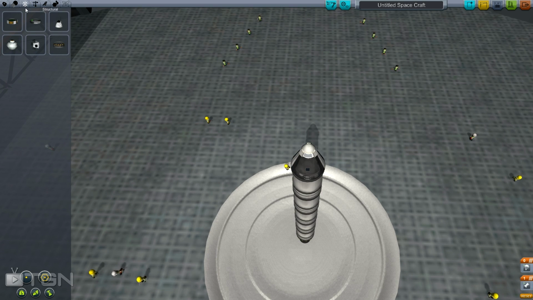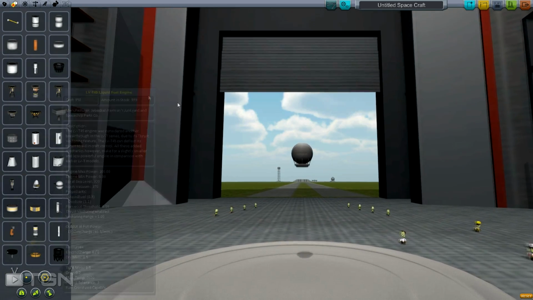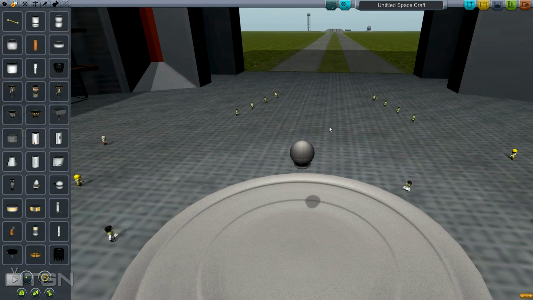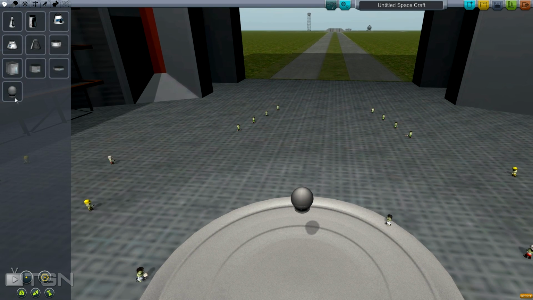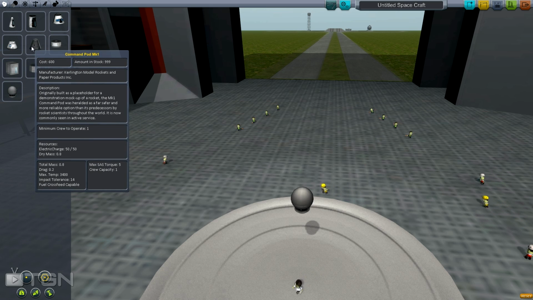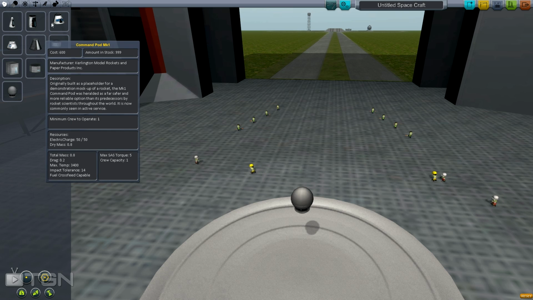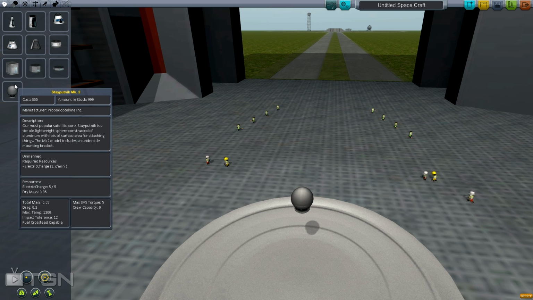Alright, so that's it. So let's look at some of the other advanced stuff, such as probe bodies. Not advanced, but more advanced. Here we have a Stayputnik. Now, these probes, right here it says they require an electrical charge. So they actually use electrical charge. They're extremely light, 0.05 compared to 0.08 or 0.8 and even this, which is 4.